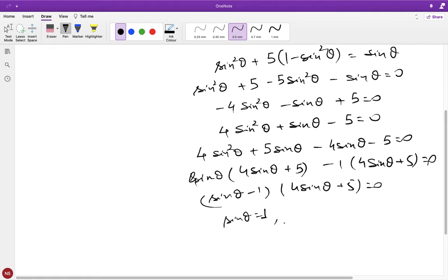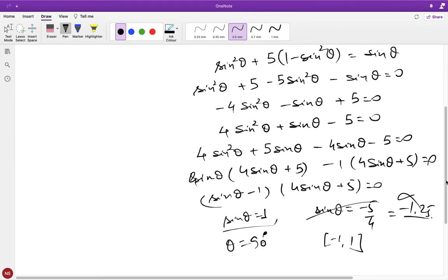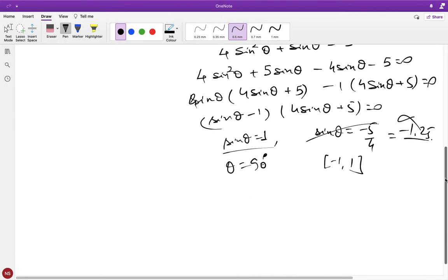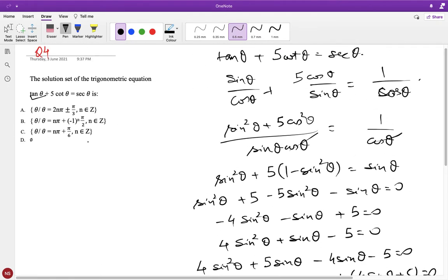Sine theta is equal to 1 and sine theta is minus 5 by 4. Minus 5 by 4 is minus 1.25. As we know that sine lies between minus 1 and 1, so this solution does not exist. Sine theta is 1, okay? So theta is 90 degree. But does tangent exist at 90 degree? No, so none of the solutions really lead to anything, and this is just an empty set.